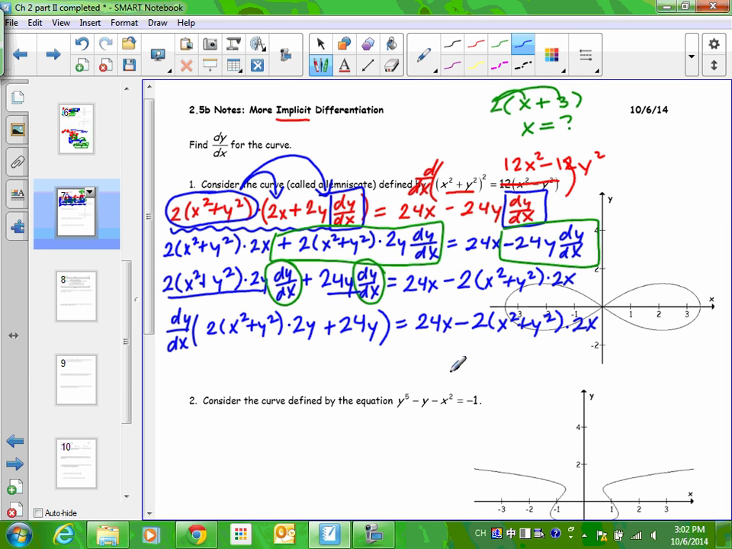And then the last step, if you can get this far, you can get to the end. Because what's the very last step? If you want to get dy over dx by itself, divide. So you have the right side. We're just going to rewrite it. It's messy, so it's a lot of writing. So be careful that you're not copying it down wrong. And then divide by that.